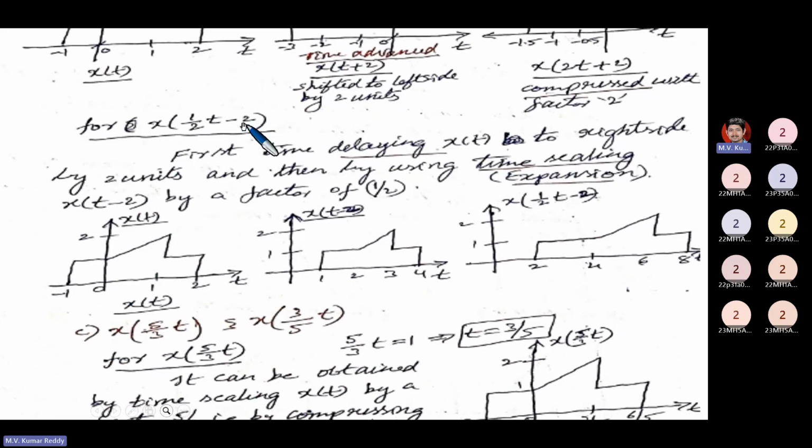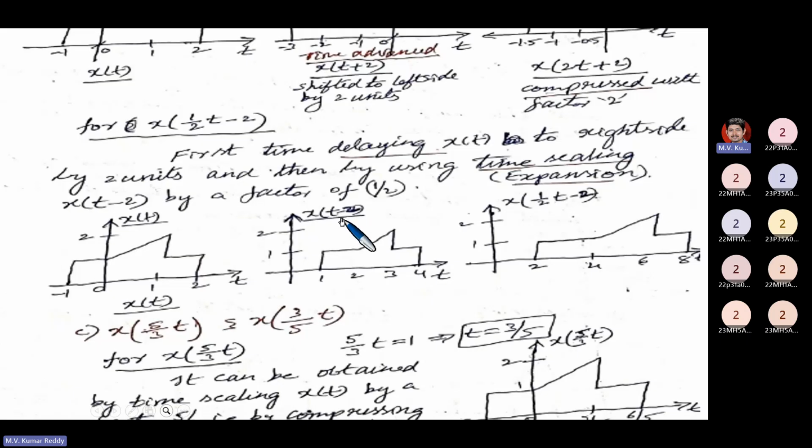How many units is it shifted? 2 units. To the right side or left side? Right side, sir. How can we say right side? Minus 2 is equal to 0 plus 2, so it is shifted to the right side. This is the original signal, and this signal is shifted by 2 units. Now this is called x of t minus 2.